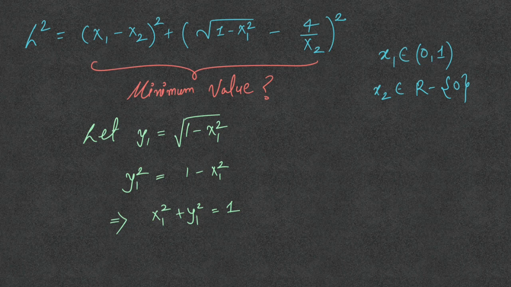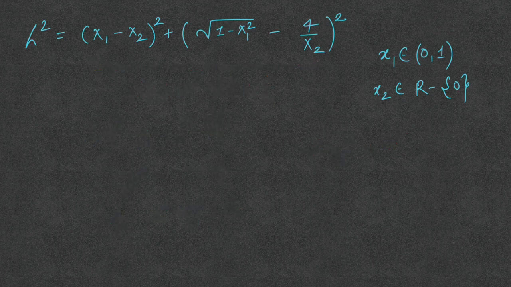Since we know that x square plus y square is equal to r square is the equation of the circle with center 0, 0, comparing these two equations, we get a circle with radius 1 and center as 0, 0. In the next step, treat this 4 upon x2 as a separate function. So I'll assume y2 is equal to 4 upon x2.